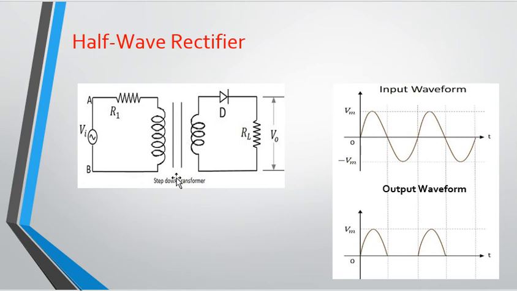This is the circuit diagram of the half wave rectifier, and here is the waveform of input and output. So in this circuit diagram, there is a step down transformer, one diode and one load resistor.